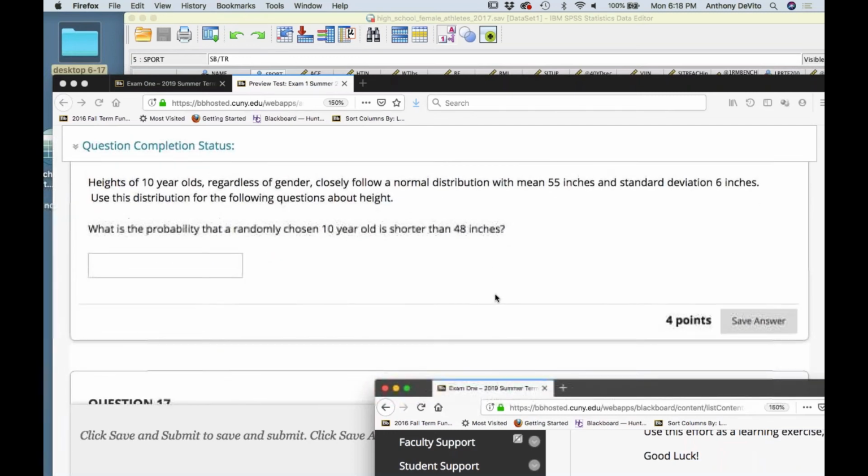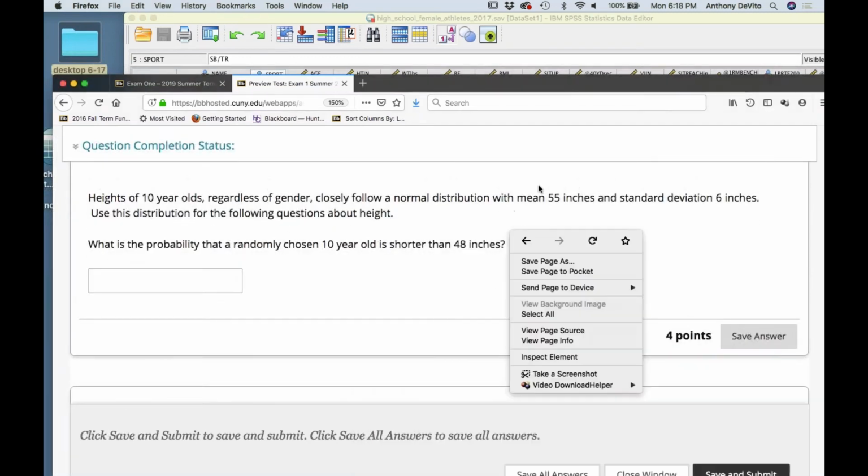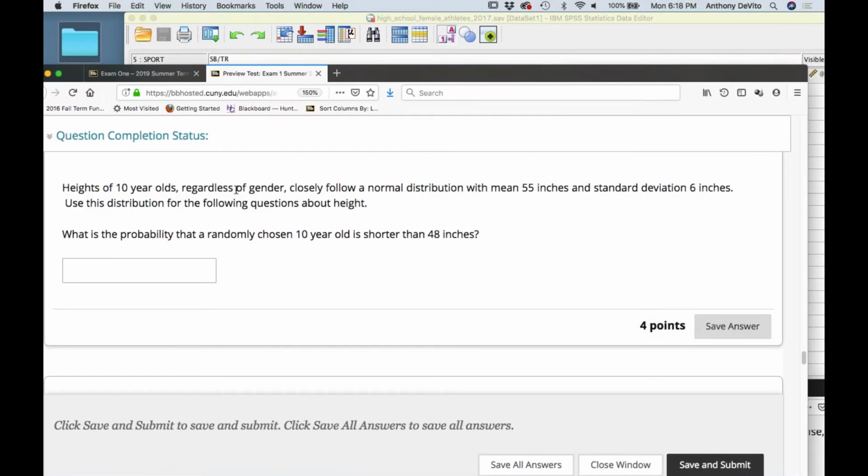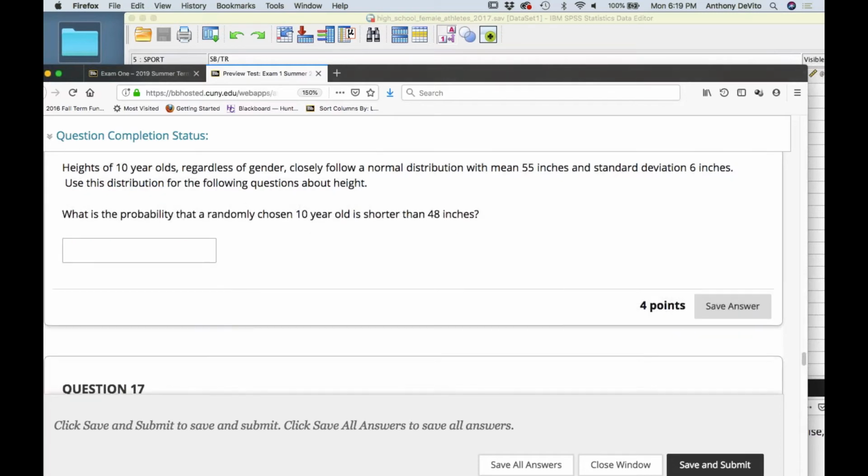Heights of 10-year-olds, regardless of gender, closely follow a normal distribution with a mean of 55 and a standard deviation of 6 inches. Use this distribution in following questions about height. What is the probability that a randomly chosen 10-year-old is shorter than 48 inches? Well, how would we do that? So we have the population mean is 55. Population standard deviation is 6 inches.